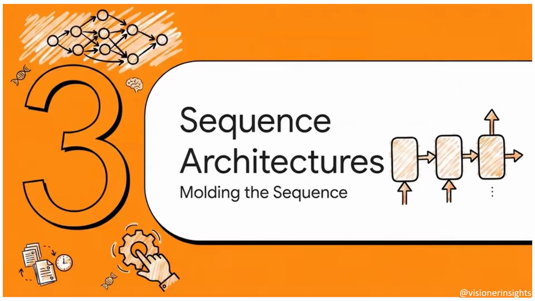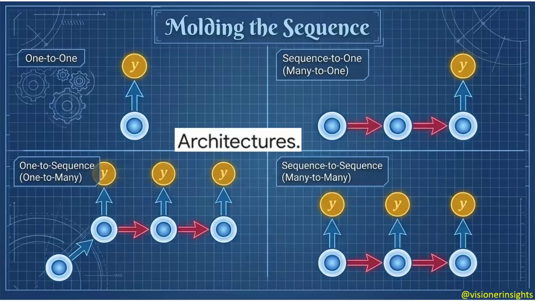Section 3, Molding Sequence Architectures. Because we have this infinitely flexible, unrolled blueprint driven by shared weights, we can literally bend the architecture to fit vastly different kinds of real-world problems. It's incredibly adaptable. We can configure it as one-to-one, which is really just your standard neural network. We can do sequence-to-one, often called many-to-one, where we read a whole sequence but only care about a final output at the very end. We can do one-to-sequence or one-to-many, where a single input kicks off a whole stream of outputs. And of course, the classic sequence-to-sequence or many-to-many.